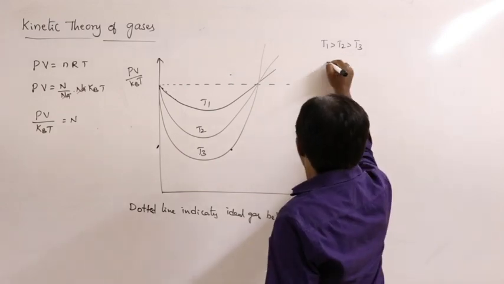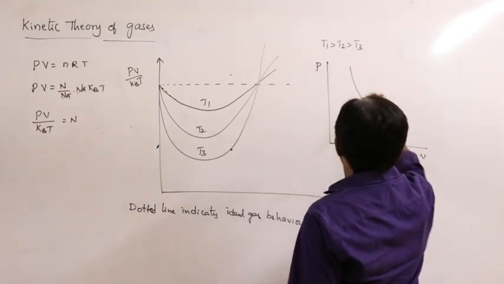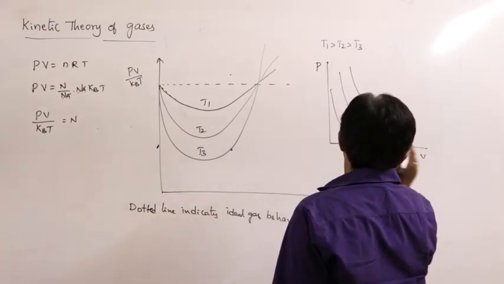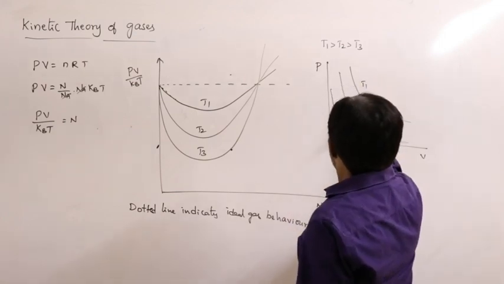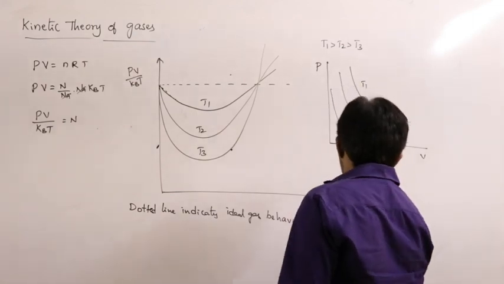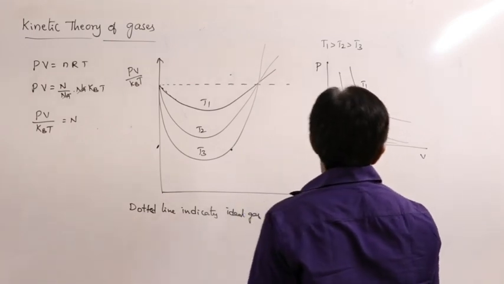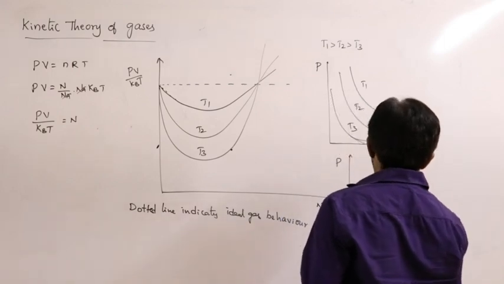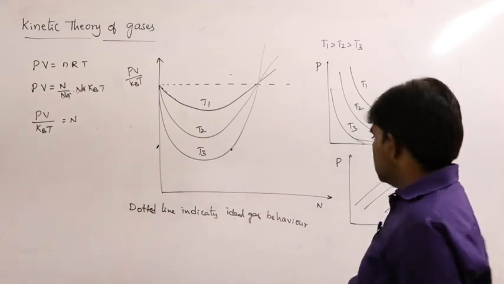If the same is drawn as a pressure-volume graph, the shape of the pressure-volume graph is like this. Rectangular hyperbola. The shape of pressure-volume graphs are rectangular hyperbolas. Let us say it is T1, T2 and T3. If you draw the same graph for pressure-temperature or volume-temperature, the shapes of the graphs are like this. These are the shapes of the graphs.